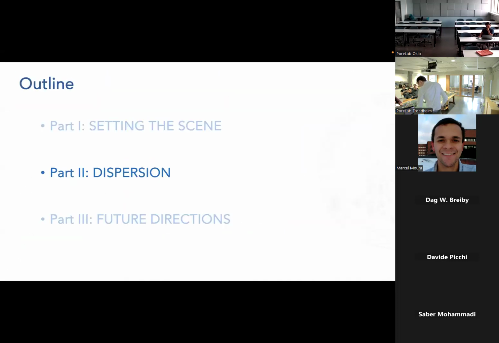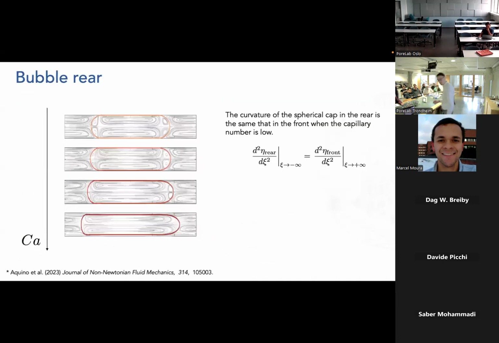And then another thing connected to this, because you see that if you increase the capillary number, then you lose the symmetry of the bubble and things change. And then it's very difficult to apply the lubrication theory when the capillary number is finite.